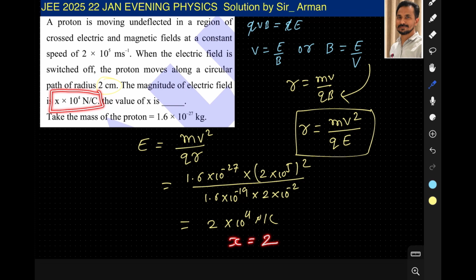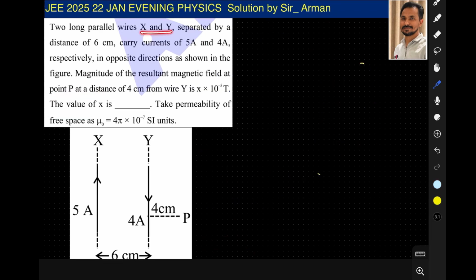Two long parallel wires X and Y separated by a distance 6 cm carry currents 5 ampere and 4 ampere respectively in opposite directions as shown in figure.